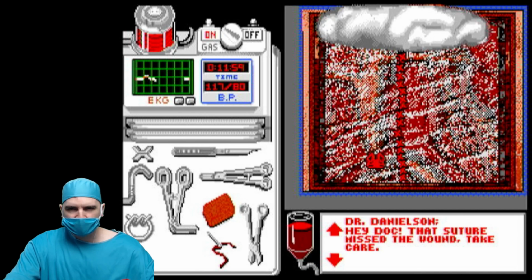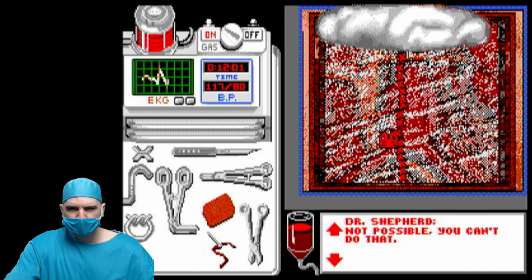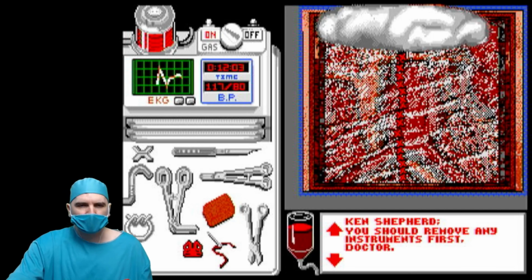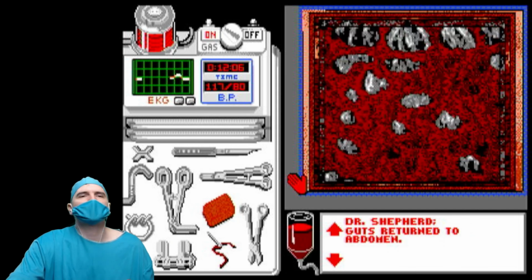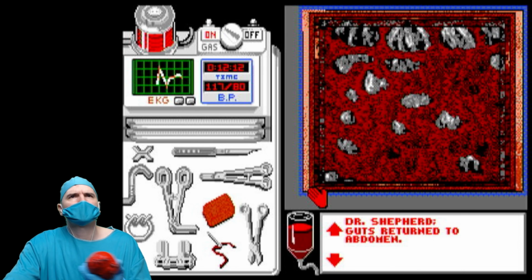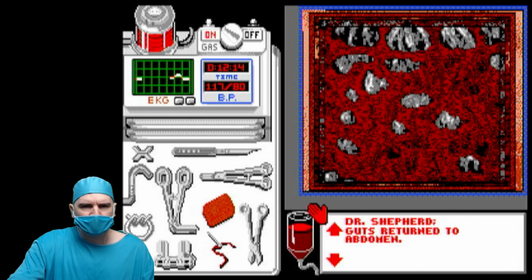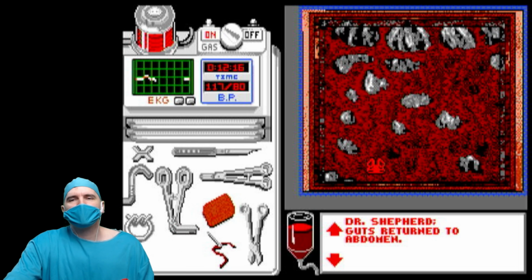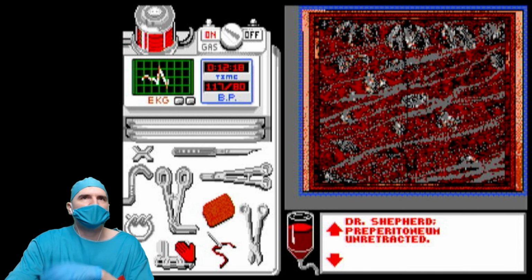Right, so we use the retractor. Not possible. You can't do that. Oh, hang on a minute. I've forgotten something. You should remove any instruments first. Doctor, that's right, of course. Guts return to abdomen. Yes, yes. Good, good, good, good. Right. Use the retractor. Preperitonium. Good. You won't need that.